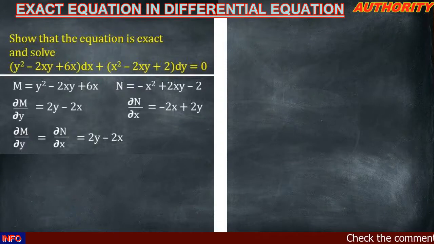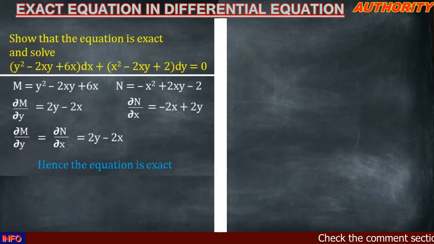Now, the part that we call M and the part we call N. So when you differentiate M partially with respect to y and differentiate N partially with respect to x, if both of these partial derivatives give you the same thing, we say that the equation is exact. Then we say hence the equation is exact. Now we go further to solve it.